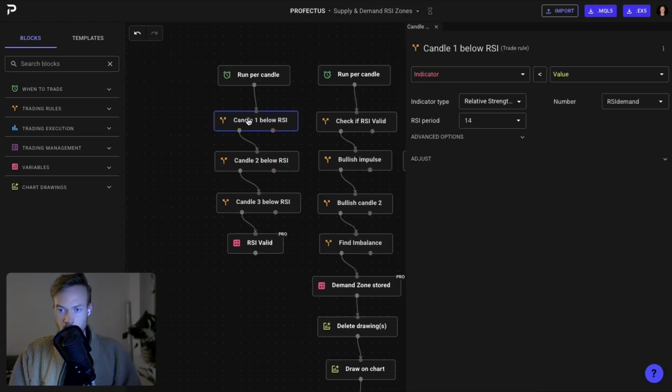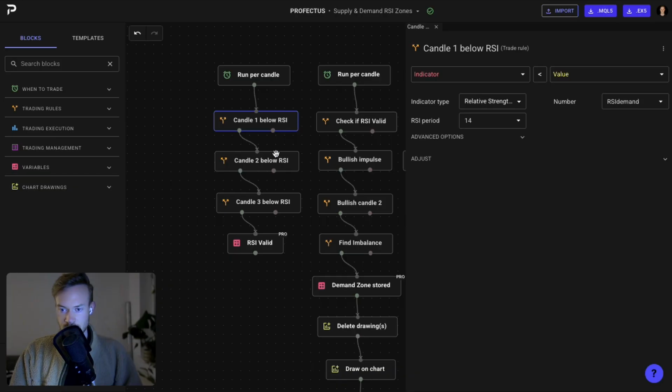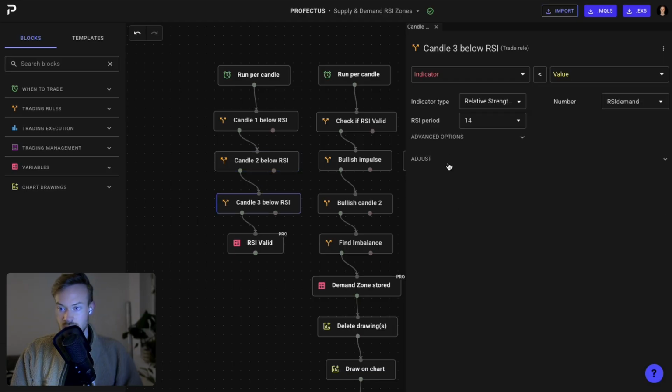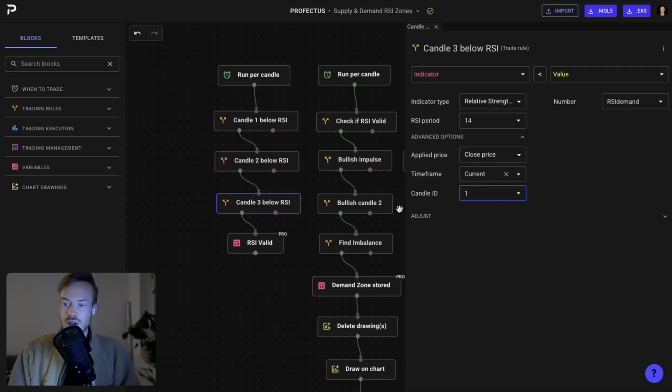The first block, candle 1 below RSI. As I already mentioned, we are simply looking out for 3 candles with values below 40. Here you see the relative strength index. Let's see if there's anything hidden. Candle ID number 3, candle ID 2, let's open this, candle ID number 1. It's maybe a bit counterintuitive how we named it, but we are simply looking at the candles with ID number 1, 2 and 3 with a value below the RSI demand value, as we are looking out for 40 in that case, right?